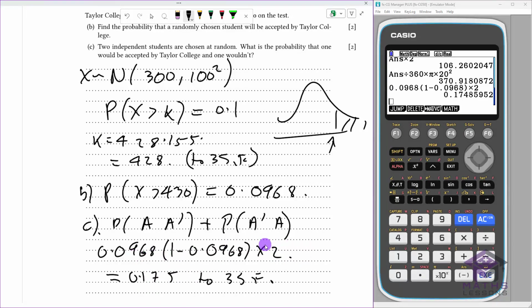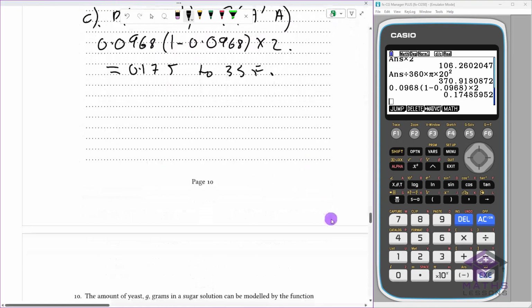So I was able to speed up my calculations by not having to take further digits, but you should always take the full digits just in case.